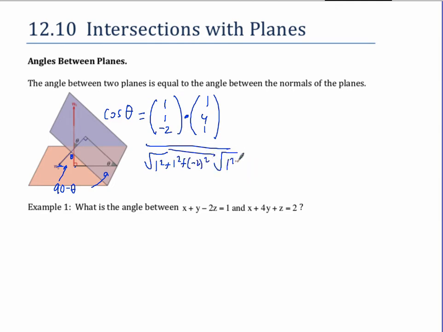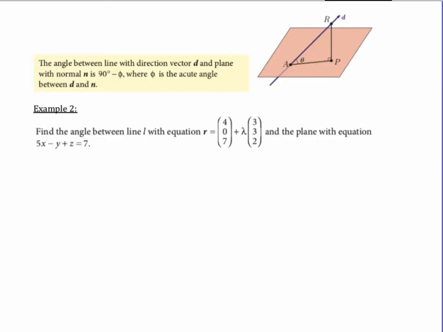So that will give us 3 over root 6 root 18, and then just do inverse cosine of that, and theta equals about 73.2 degrees. Okay, so that's all there is to it. It's pretty easy for intersections of planes.